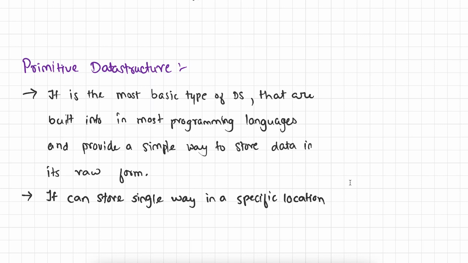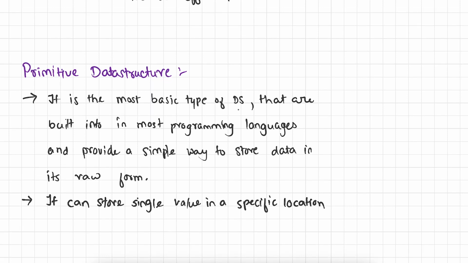Okay, you are going to understand this concept a little better when we move on to the next topic. The next point is that a primitive data structure stores a single value in a specific location. So for example, you have a RAM, and you have memory locations.